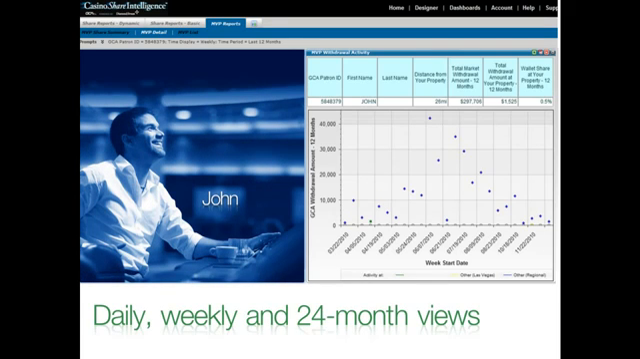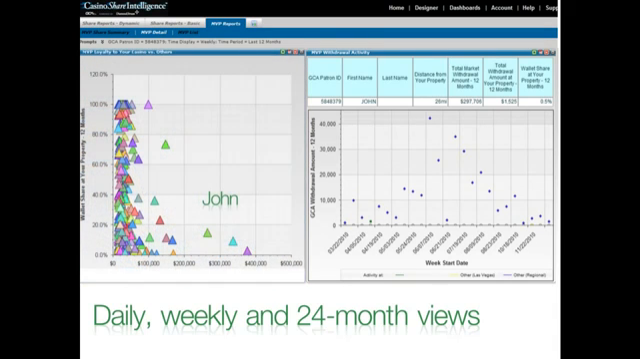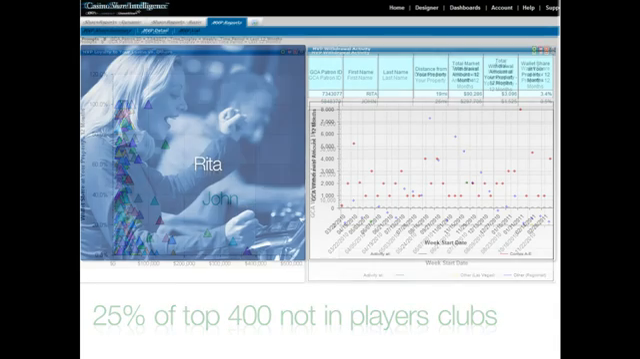Color and shape represent where he made the withdrawal. When he's not withdrawing at your property, he's making withdrawals in your region and in Vegas. Before CSI, you would have no way of knowing where John was when he wasn't with you. You would know he's such a big gamer both in terms of frequency as well as his average daily theo. In fact, he's probably not even in your players club, like more than 25% of the top 400.